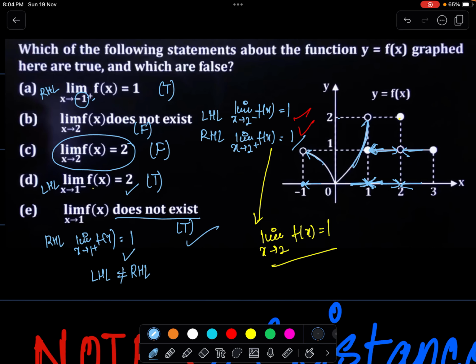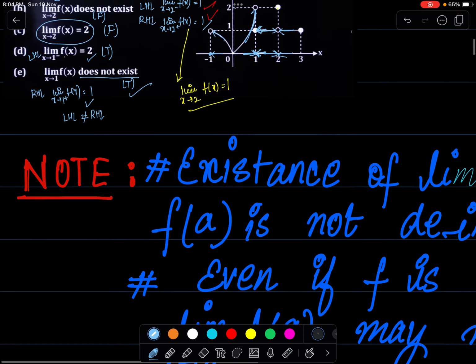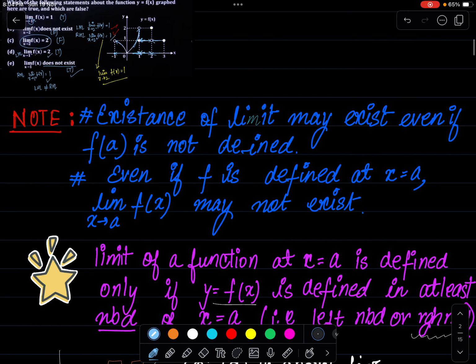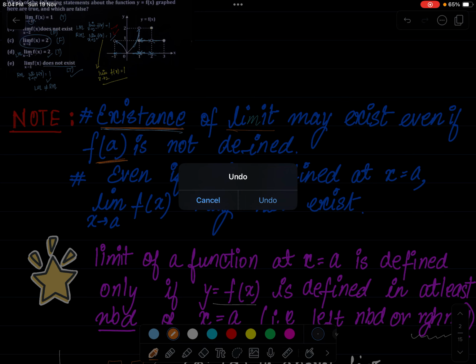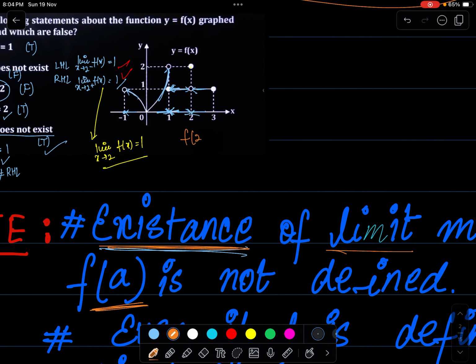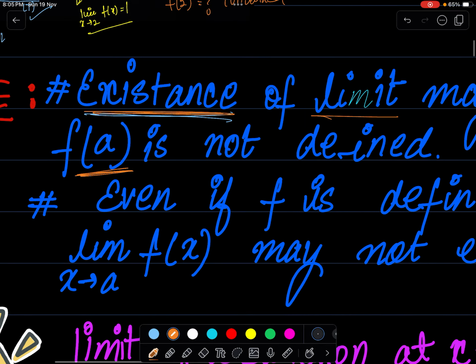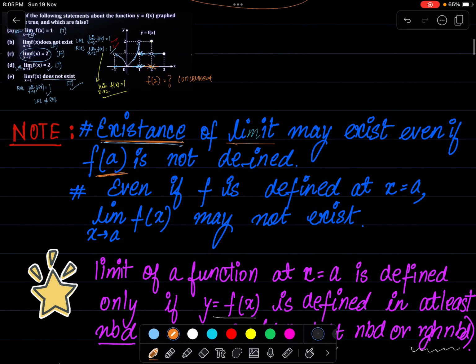Okay. Now from all these, I would like you to take a note, which is very important, that the existence of limit, that is, whether it exists or does not exist, does not depend on the value of the function at that point. In the previous graph, I was never concerned about finding the value of f of 2. While finding left hand or right hand limit, I just took x is equal to 2 and moved to the right hand side and left hand side. So the limit value does not depend on the function value at that point.